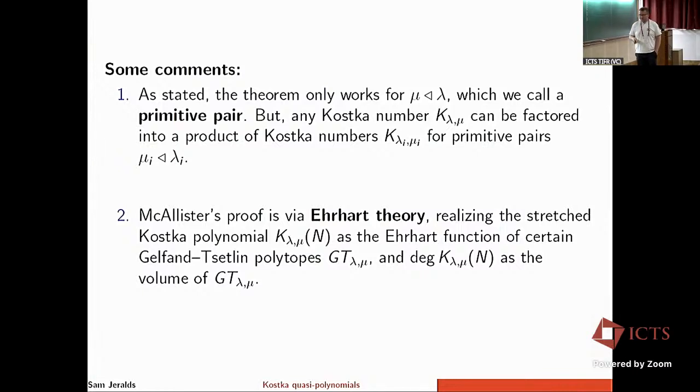How did McAllister go about proving this? The proof was via Ehrhart theory. So you can build these Kostka polynomials as the Ehrhart functions of certain Gelfand-Tsetlin polytopes based off of lambda and mu. And then the degree of these is going to be exactly the volume. And this is where, again, you see this special property of the primitivity: the volume of these, if you have this strict covering, doesn't really depend on mu.